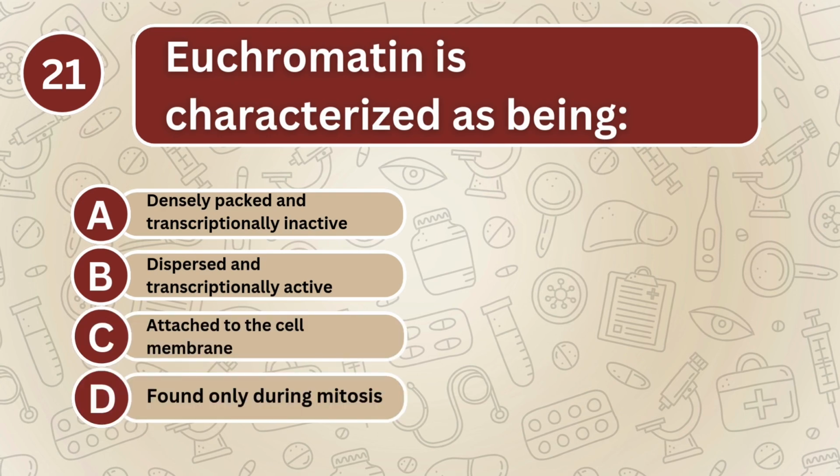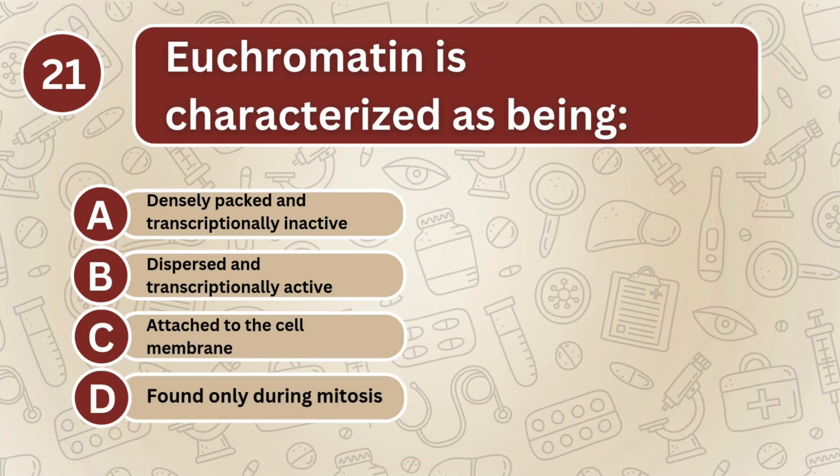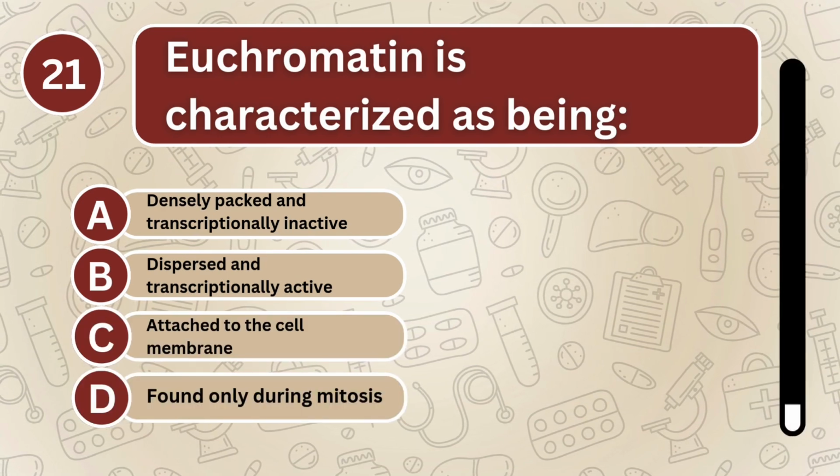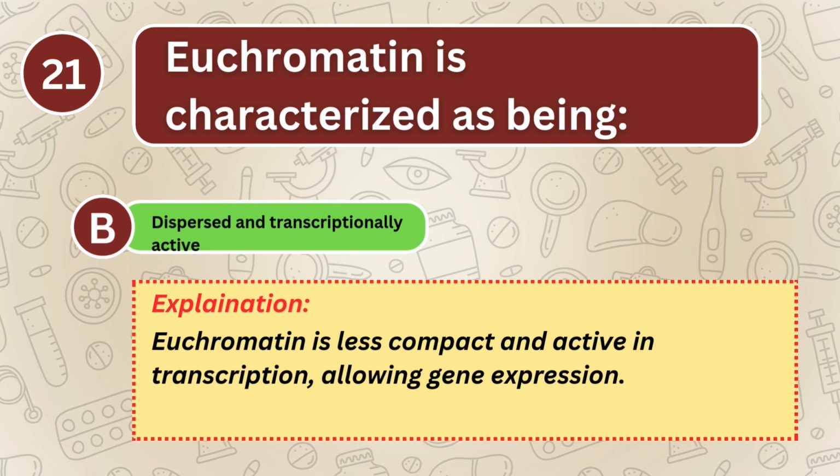Euchromatin is characterized as being A, B, C, or D. Correct answer is B, dispersed and transcriptionally active.